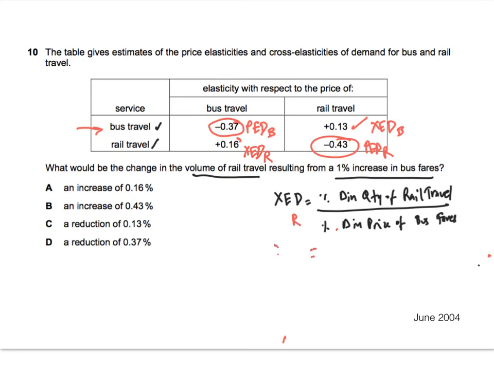So I'm going to say my XED of rail travel is actually positive 0.16, and I'm going to plug that in this formula. So positive 0.16 is equal to percentage change in quantity. That's what we need to know. So let's call it X over percentage change in price. Price is changing by 1%. So my value for X, which is your volume of rail travel, would be 0.16 times 1%, which is going to be 0.16%, or A.